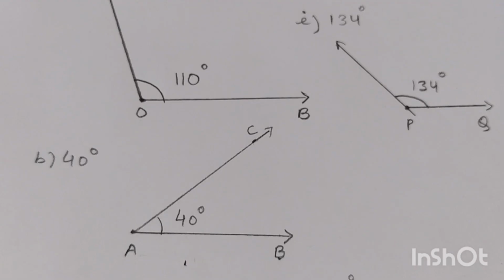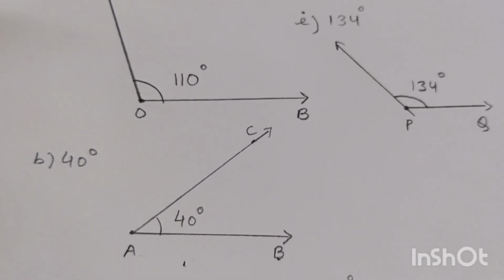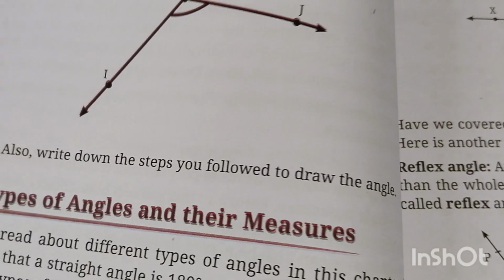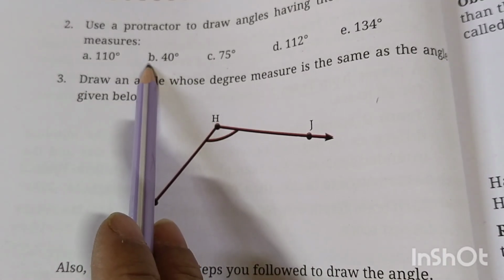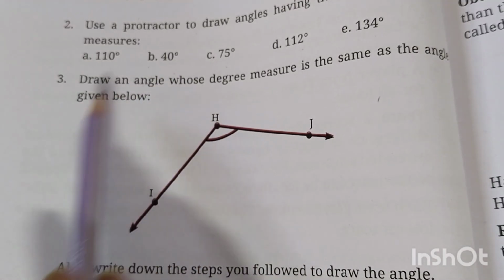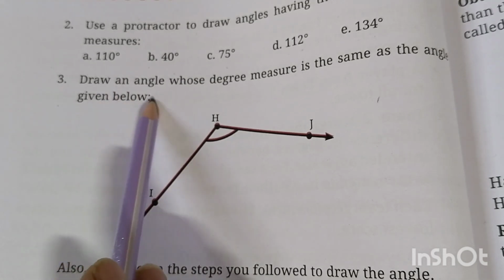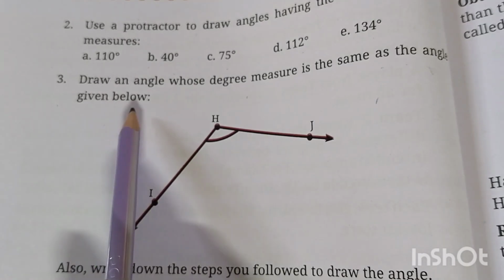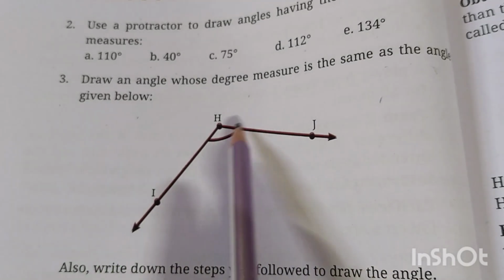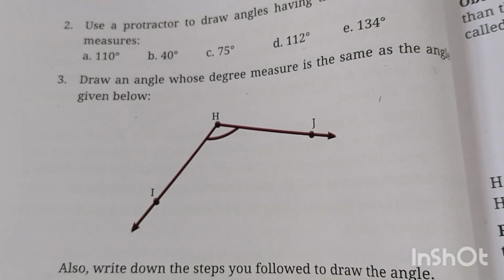Now next is question number 3 of page number 50. Look at this question. We have done question number 2. After question number 2, question number 3: draw an angle whose degree measure is the same as the angle given below. So what is the degree measure of this?